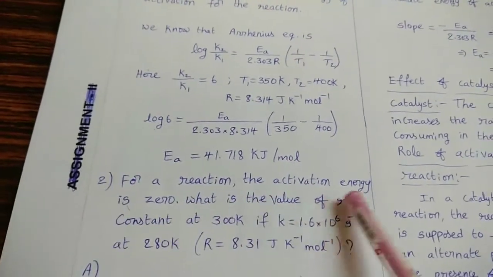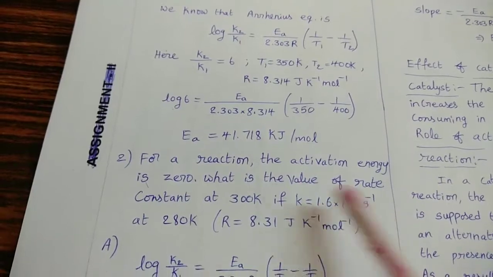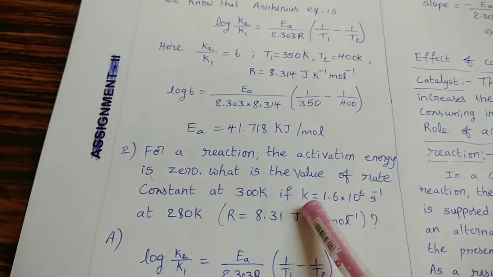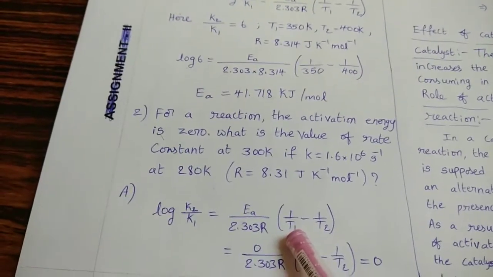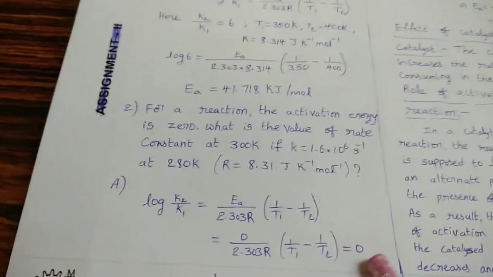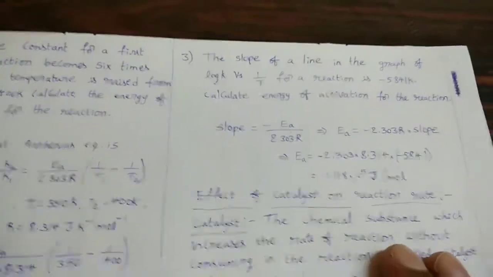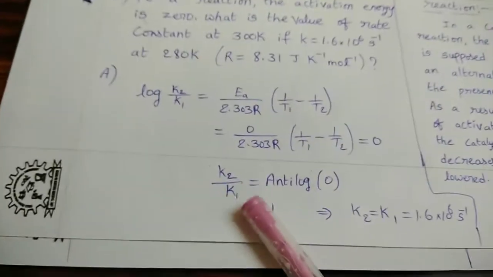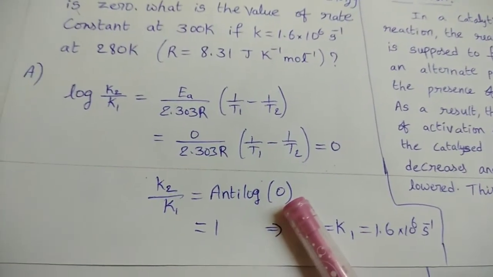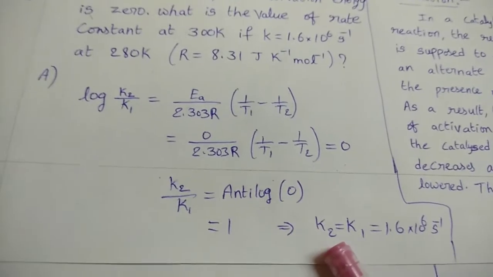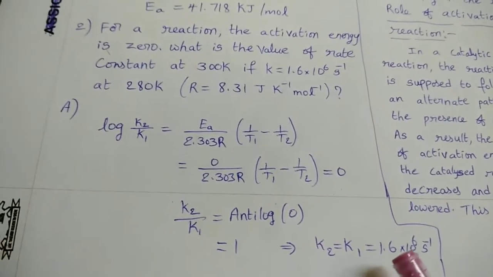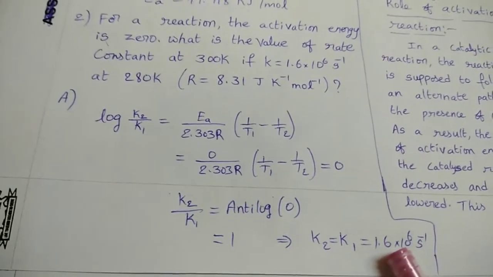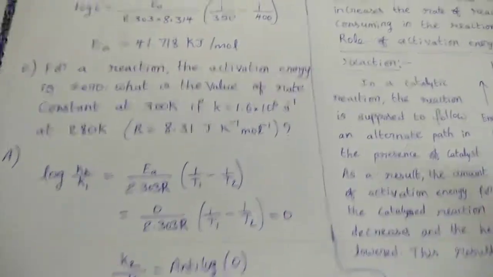Next, for a reaction, the activation energy is 0. What is the value of rate constant at 300 Kelvin if K equal to this one? Rate constant value is given, temperature is given, EA value 0. See, this is the required equation for this. Now EA value 0 means the total becomes 0. See this one, K2 by K1 equal to anti-log of 0, which means 1. So K2 equal to K1. Already the K value is given. The same rate constant is obtained at another temperature, that is 1.6 into 10 power 6 second inverse.